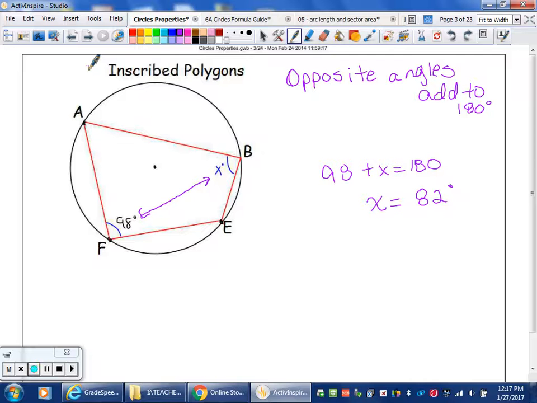You also have inscribed polygons, that's a polygon whose vertices are on the circle. In an inscribed quadrilateral, your opposite angles add to 180.